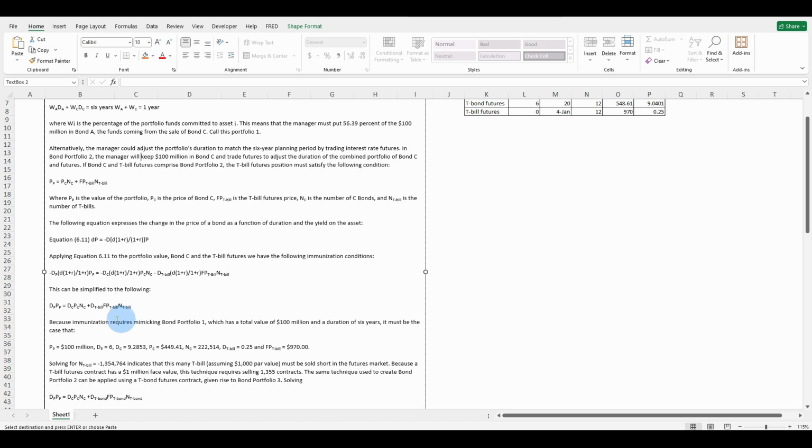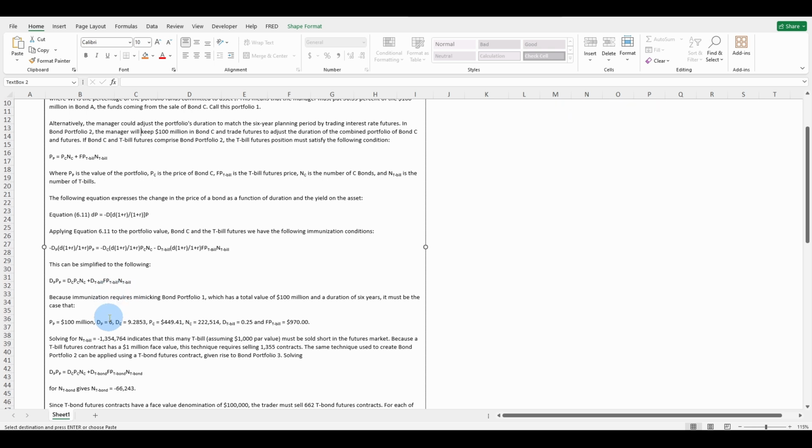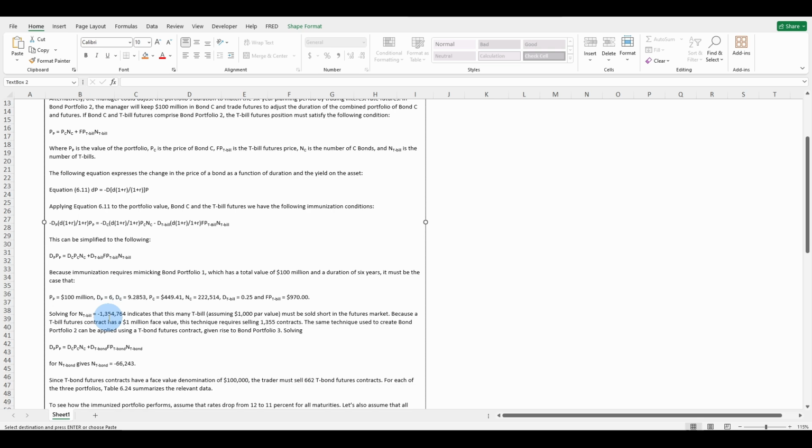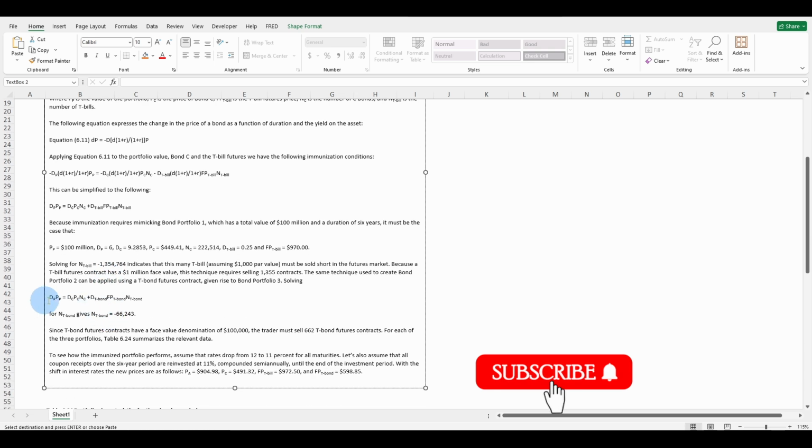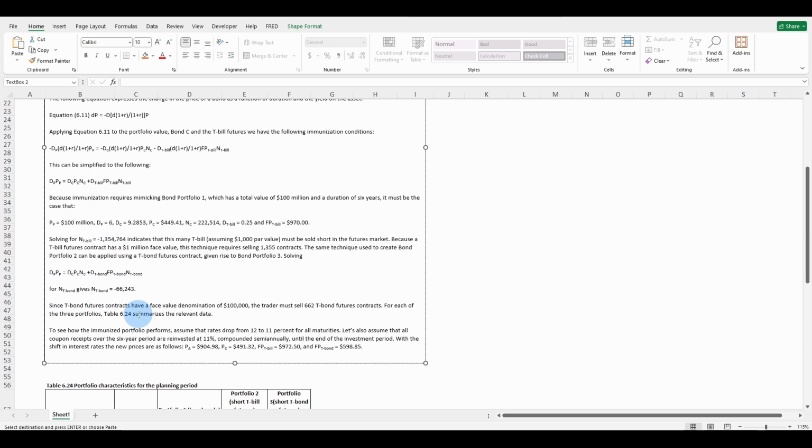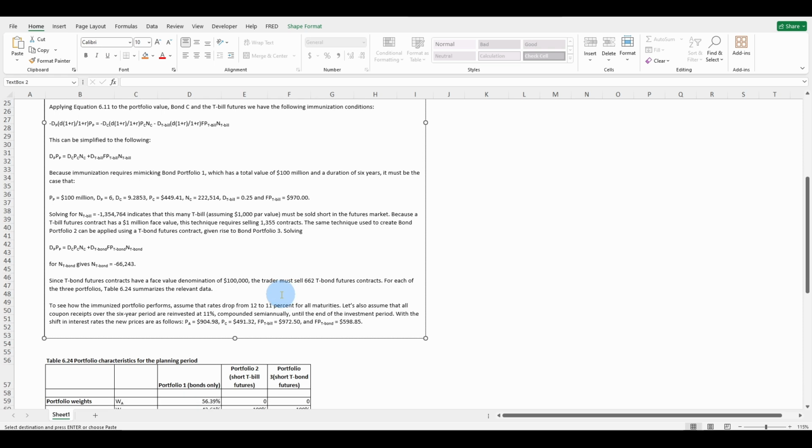The same technique used to create bond portfolio 2 can be applied using T-bond futures contracts, giving rise to bond portfolio 3. Solving for this equation requires 66,243. So since T-bond futures contracts have a face value denomination of 100,000, the trader must sell 662 T-bond futures contracts for each of the 3 portfolios.